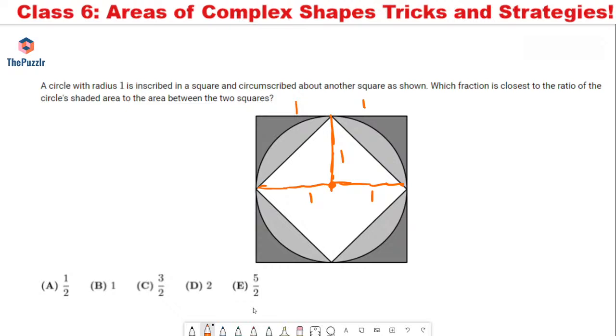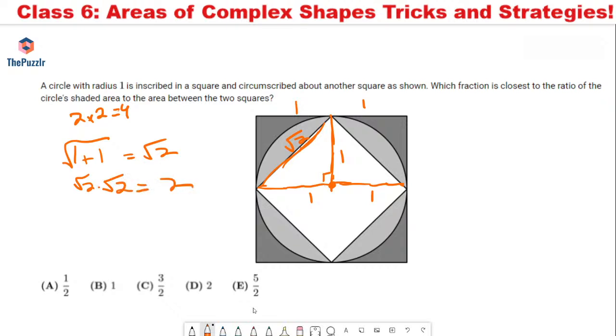So the bigger square, that is 2, right? So the side length of the bigger square is 2. 2 times 2 is 4. That's the easy part. Now, this is a right angle. So this line right here, we can find that using the Pythagorean theorem. 1 squared is 1 plus 1, taking the square root of that is square root 2. So this is square root 2. Square root 2 times square root 2 gives us 2. So the white area is 2.